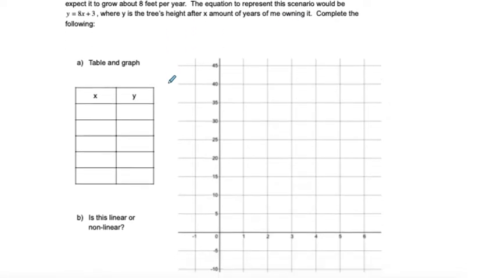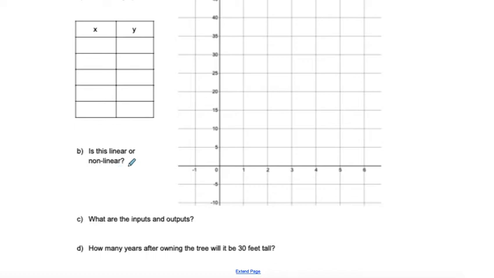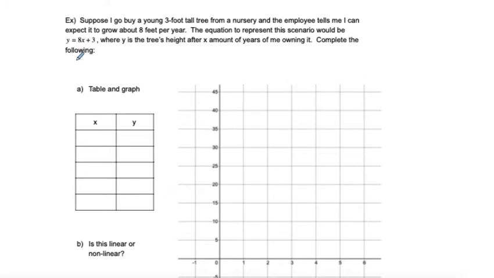A, table and graph. Ooh, fun. B, is it linear, nonlinear? C, what are the inputs, outputs? And D, how many years after owning the tree will it be 30 feet tall? That's an interesting one. So start off with number A here.